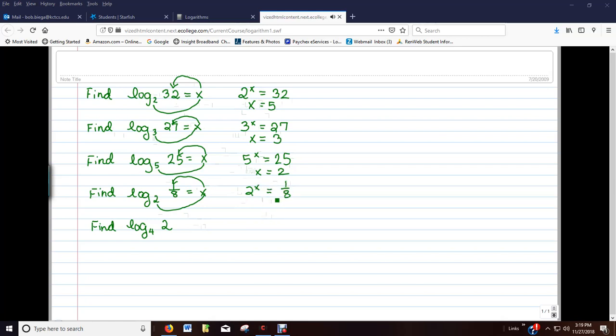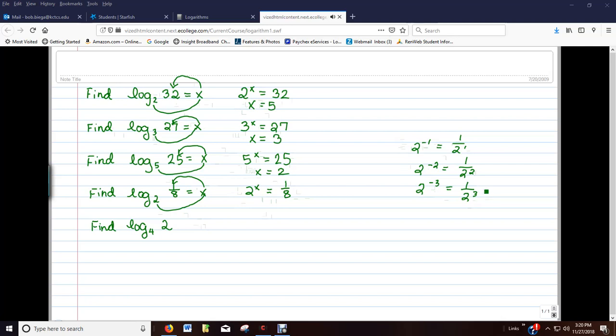To help us out here, let's remember something from MT 065. Remember, if we had 2 to the negative 1, that could be rewritten as 1 over 2 to the first. And if we had 2 to the negative 2, we could rewrite that as 1 over 2 squared. And if we had 2 to the negative 3, that was 1 over 2 to the third. So essentially, a negative exponent changes something into a fraction.